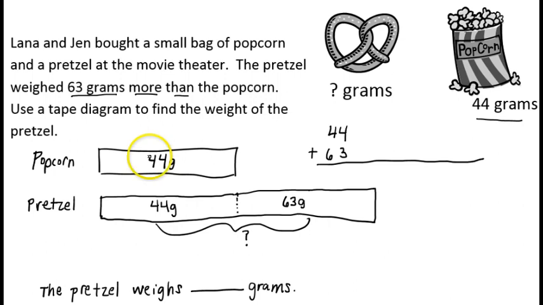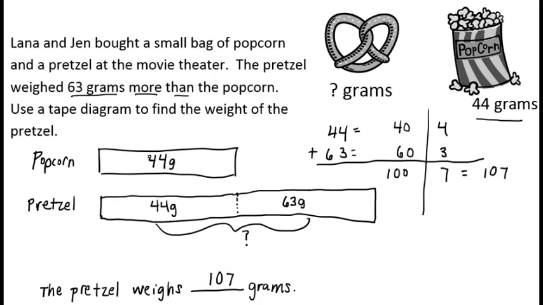Again, we're going to show that with expanded form addition. 44 is 40 and 4. 63 is 60 and 3. 4 plus 3 is 7. 40 plus 60 is 100. I'll combine those two answers to get 107. That means that the pretzel weighs 107 grams.